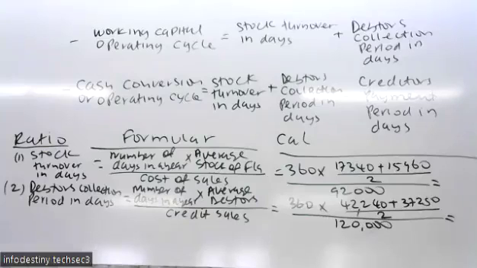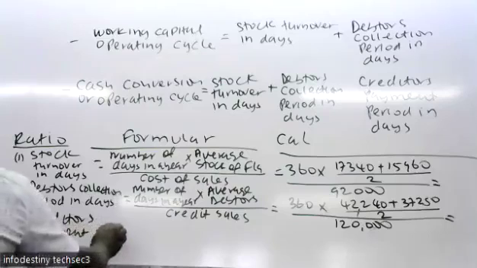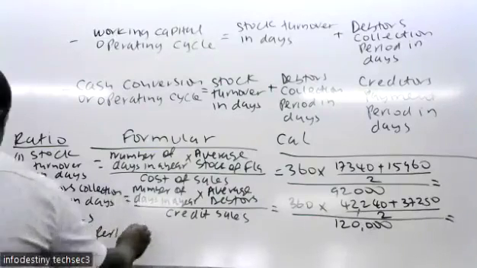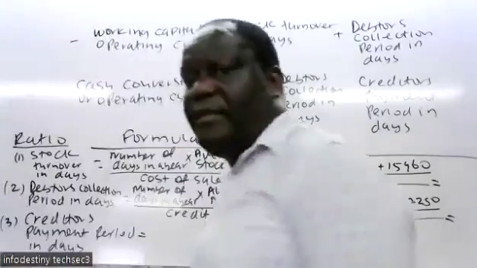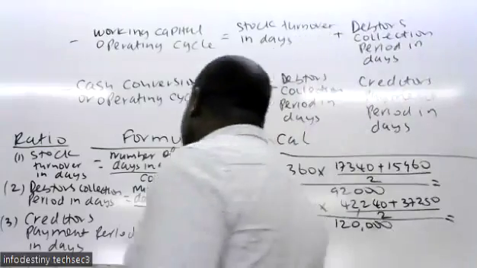So after that one is giving you how many days? 119.24. And then the last one is the creditors payment period. Number 3 should be the creditors payment period in days.